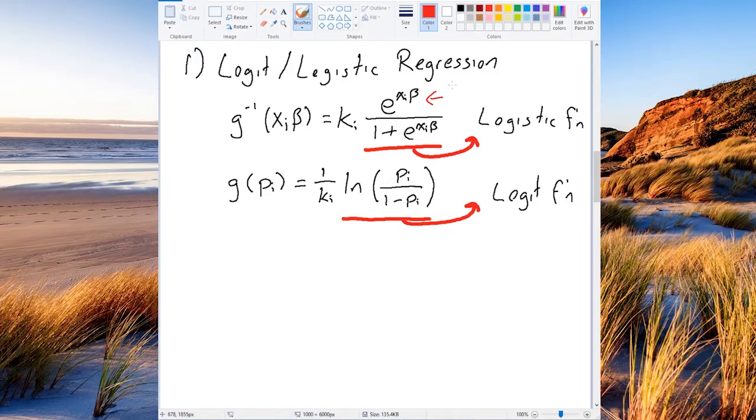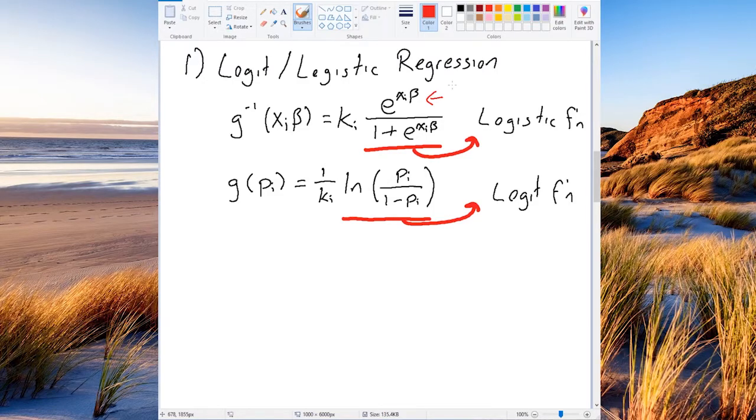Now, what if we go the other way? What if xi beta is negative 1? Then that numerator is 1 over e, so it's basically 1/3 over 1 plus 1/3. So that's basically 1/3 over 4/3. Let's lose the third. That's 1 over 4-ish, in which case we're looking at a probability of success of about 0.25. And so that's how this logistic function is going to behave.